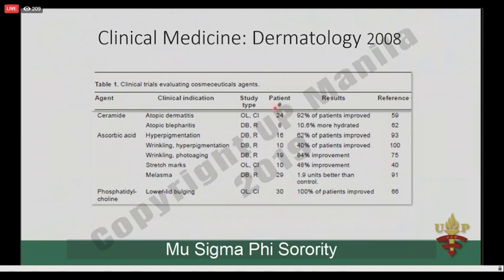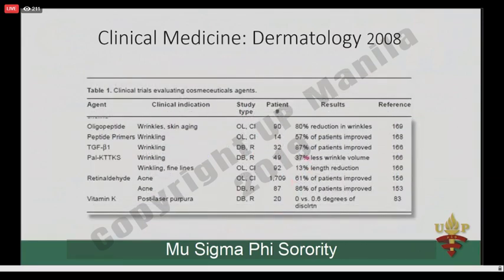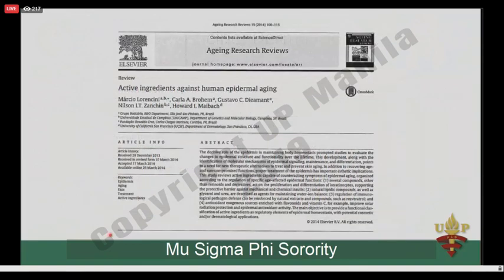But if you look at the number of patients involved in these studies, it's quite few, not 30, 10, 19, just to show that they made a study. So it's not the same number of patients that is required before a drug is approved. However, among all of this, retinaldehyde, which is usually used in acne, has more subjects. That's why this vitamin A derivative has been proven to work.